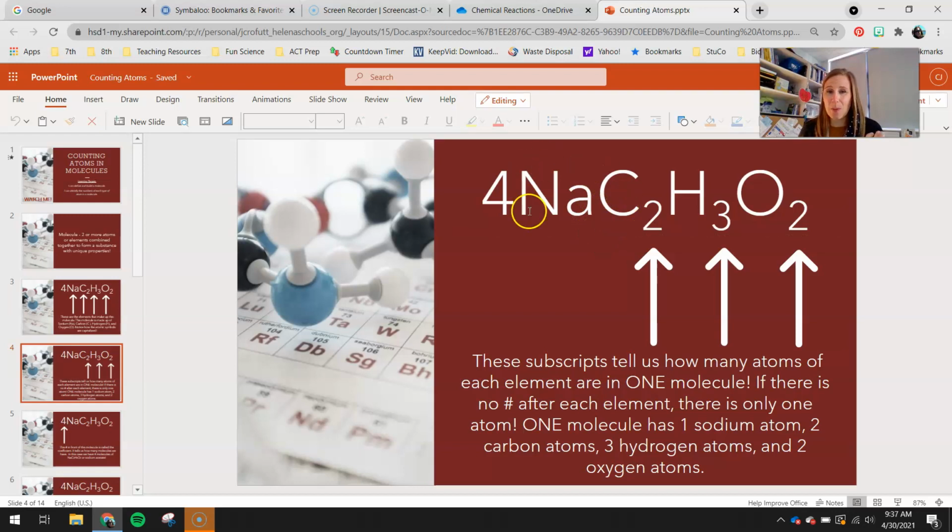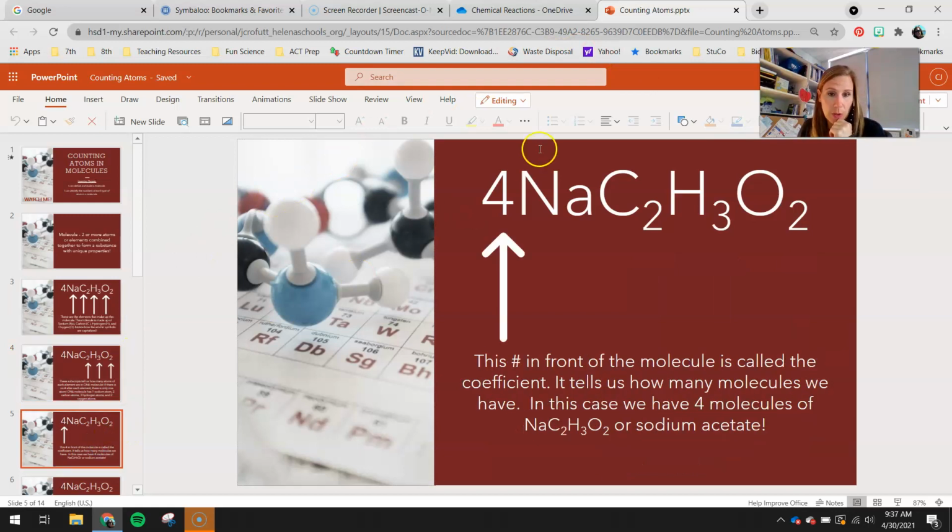Just by writing the atomic symbol Na itself, that tells us that there's at least 1 atom available. And if we don't say that there's any more than that, then we're just going to assume 1 atom of sodium, 2 atoms of carbon, 3 atoms of hydrogen, and 2 atoms of oxygen. And again, that's just in one molecule. Okay, so let's move on to the next slide.